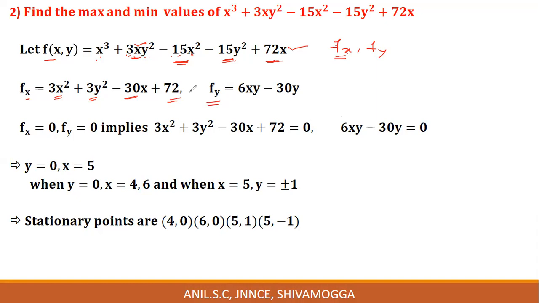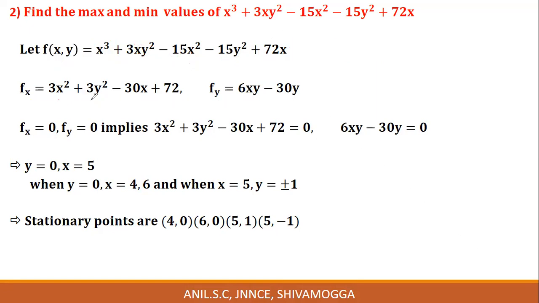Fy. Differentiate f partially with respect to y. That means treat x as constant. Derivative of x cube is 0. And here 3x is constant, keep it as it is. Derivative of y square is 2y. 3x into 2y is 6xy. Minus 15x square, there is no y here, therefore this must be treated as constant. Its derivative will be 0. And derivative of minus 15y square is minus 30y. 72x, this is to be treated as constant. Its derivative will be 0.